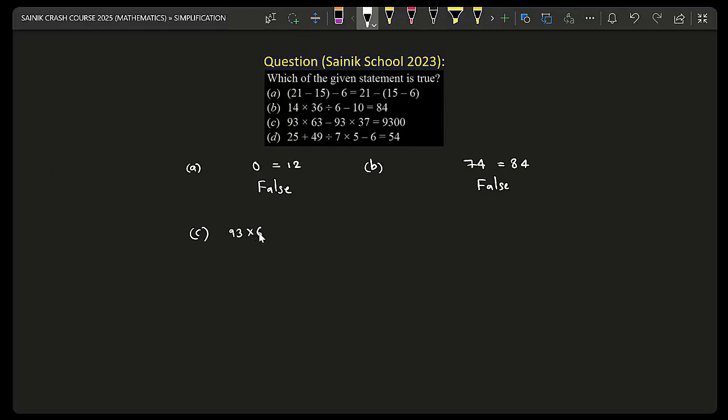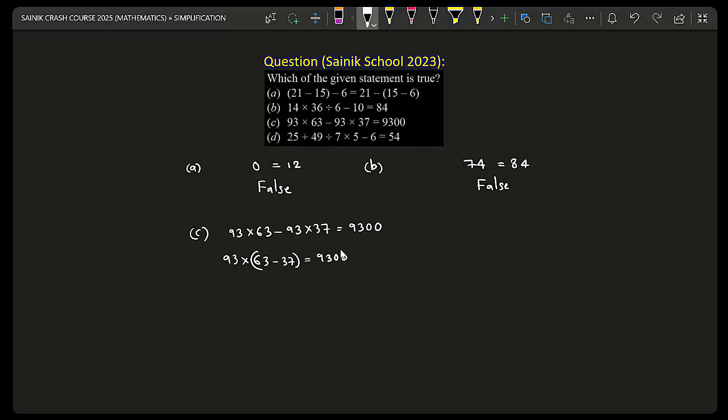93 into 63 minus 93 into 37 should be equal to 9300. Is it true or false? Mayuk, how do you want to solve this? Sir, 93 is common. Yes. Before, you would multiply to get a number, multiply again to get a number, and subtract. No. Better to go for the distributive property, because 93 is a common factor for both terms. So you take 93 common first: 63 minus 37 should be equal to 9300.